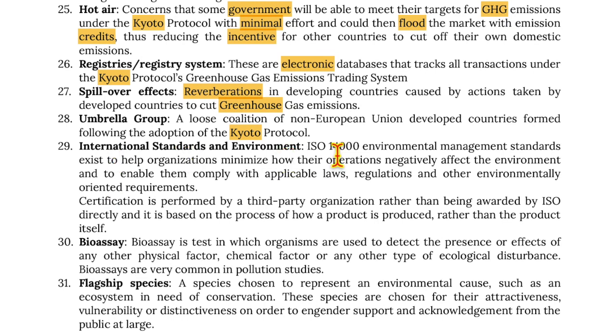International standards in environment: ISO 14000 environmental management standards exist to help organizations minimize how their operations negatively affect the environment and to enable them to comply with applicable laws, regulations, and other environmentally oriented requirements. Certification is performed by a third-party organization rather than being awarded by ISO directly and is based on the process of how a product is produced rather than the product itself.